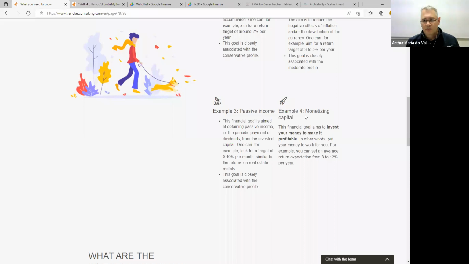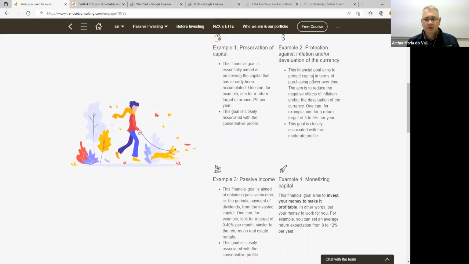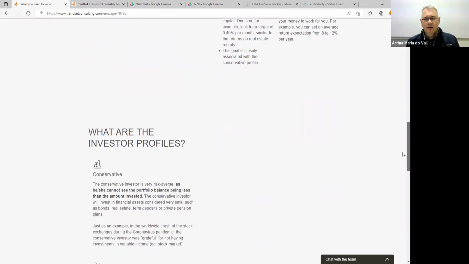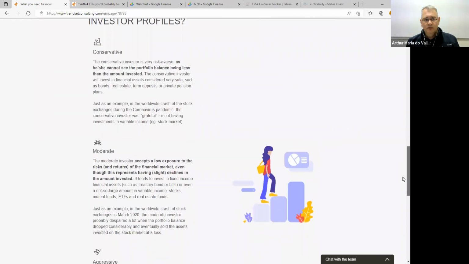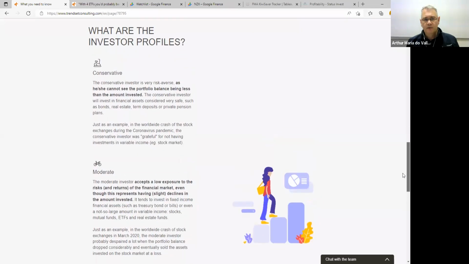Let's say you have some money, now you want to invest, and of course you want to get return. You want to get profit over that, okay? So that might be another goal. And it might be a combination. Maybe you want to preserve against inflation, but also to monetize that. Good. And the other thing that you need to know is what is your investor profile, okay?